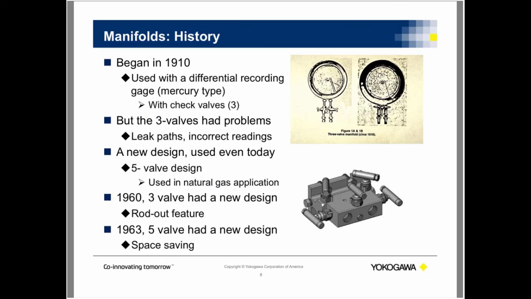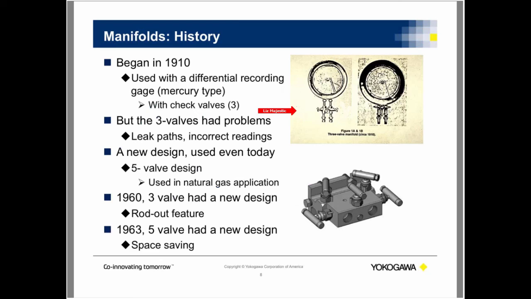That all began in 1910 with the use of a differential recording gauge. It was a mercury type. It had 3 check valves. So in this picture on the right, there are 3 valves in a U-type shape. These valves had problems. They had leak paths and gave incorrect readings.